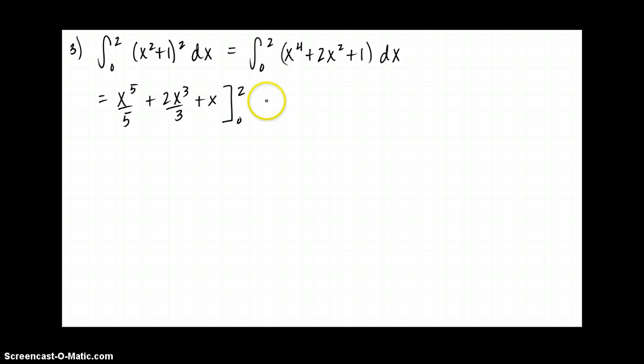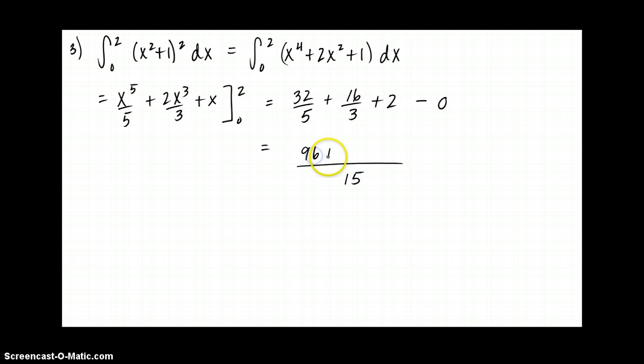Using our power rule in each term, x to the 5th over 5 plus 2x cubed over 3 plus x from 0 to 2. Plugging in the upper bound, 32 fifths plus 2 cubed is 8 times 2 is 16 thirds plus 2. Plugging in 0 eliminates the x's. Common denominator of 15. 96 plus 80 plus 30. So this would give us a value of 206 over 15. So remember, just because we're learning u substitution, it doesn't mean every single integral is solved using a u substitution.